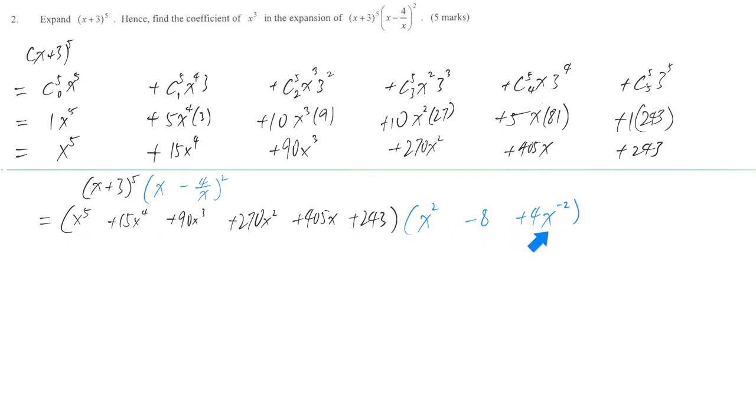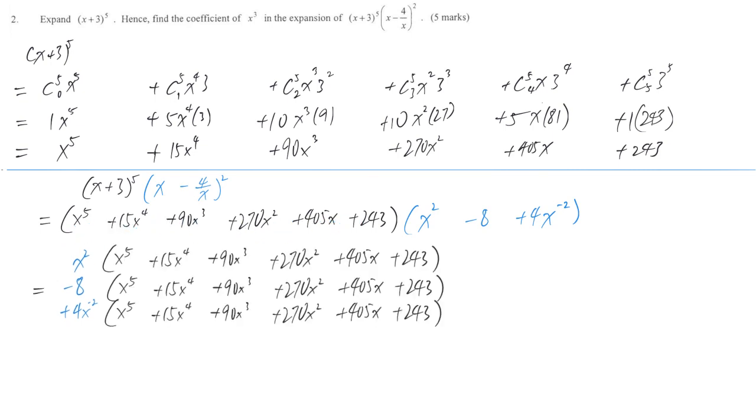When we expand this one, we are just focusing on a certain term, which is x power 3. So usually I will remove the bracket with fewer terms. Compared with this long item, we are going to remove this bracket, and then there will be 3 rows. The first row will be x squared times something, negative 8 times something, and positive 4x power negative 2 times something. That something is just the long bracket here.